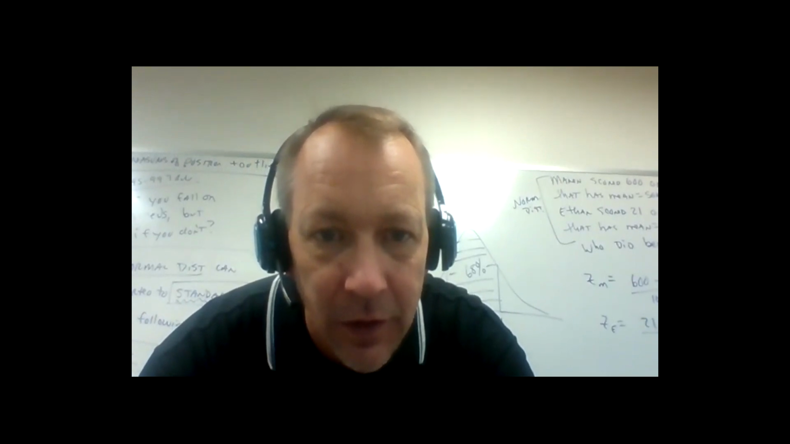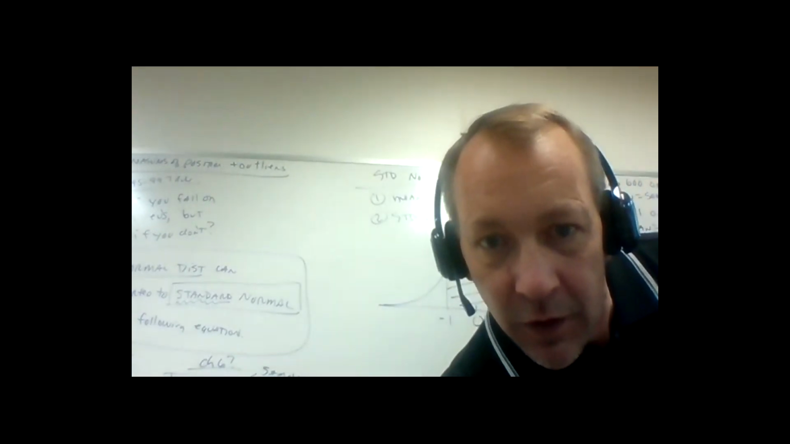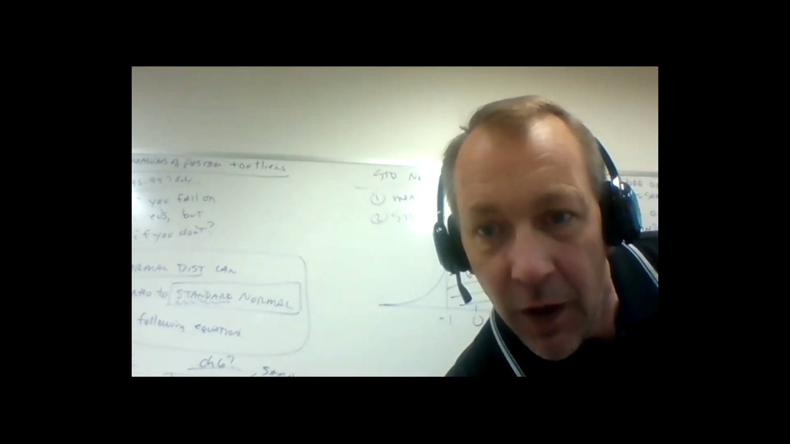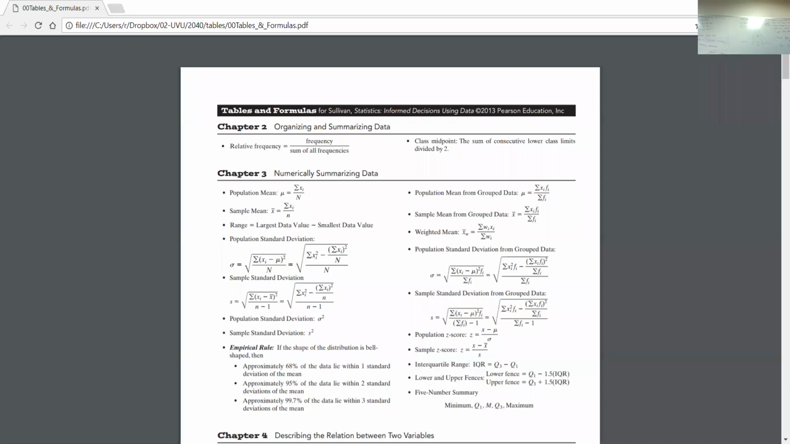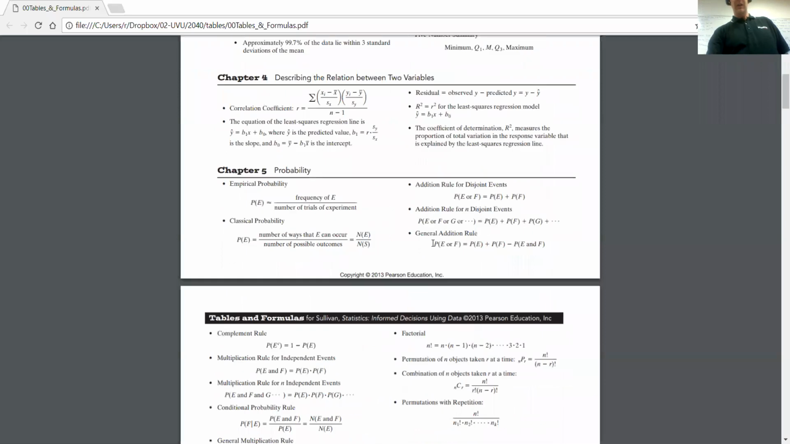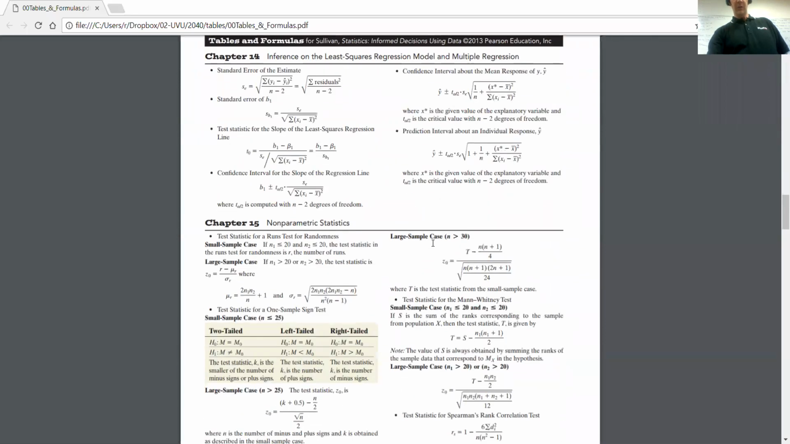Here's what I want to do. I want to start sharing this screen here. Okay, in the back of your book, you've got this fold-out thing. I showed it to you, gave it to you for the test. If you don't have one of those, I've posted it as an announcement, I think on the first day of class, so just look there. But here is a list of all the formulas that we have.